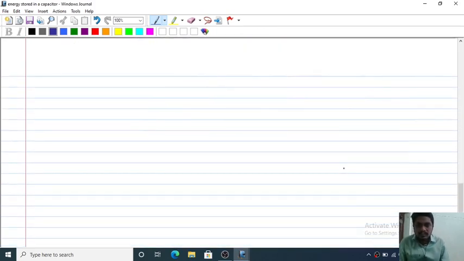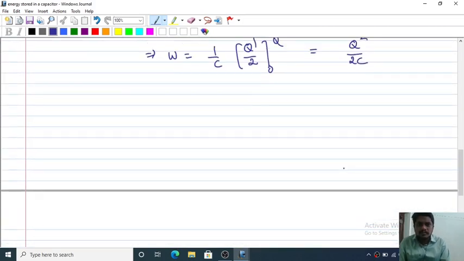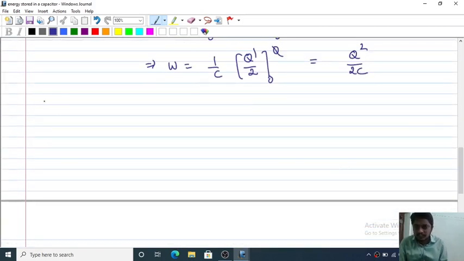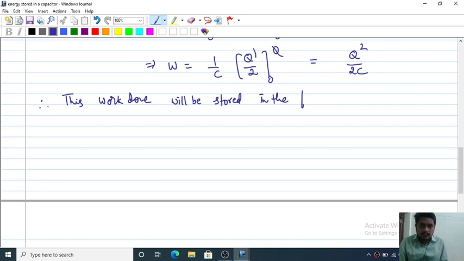Okay, the work done by us will be stored in the form of potential energy. Therefore this work done will be stored in the form of potential energy. Potential energy represented by U is equal to q square by 2c.